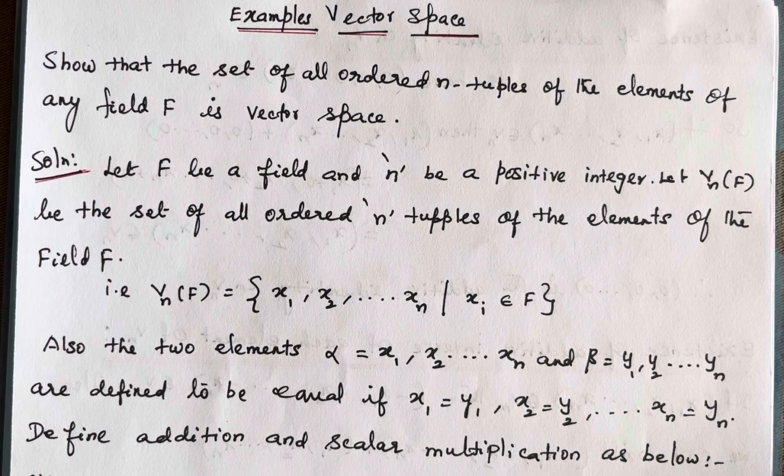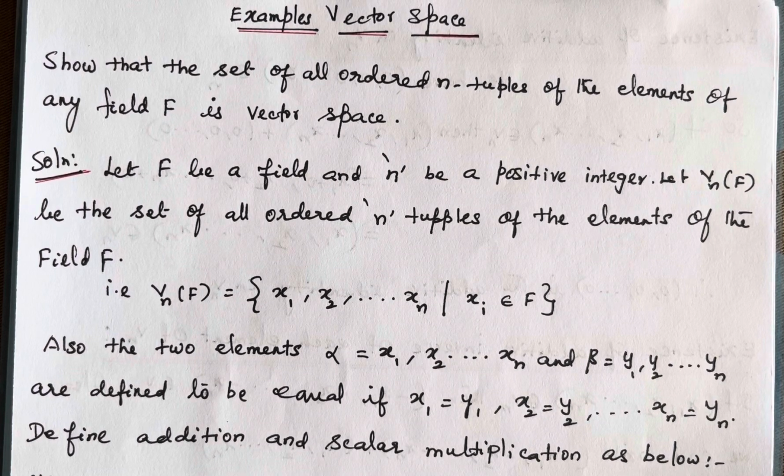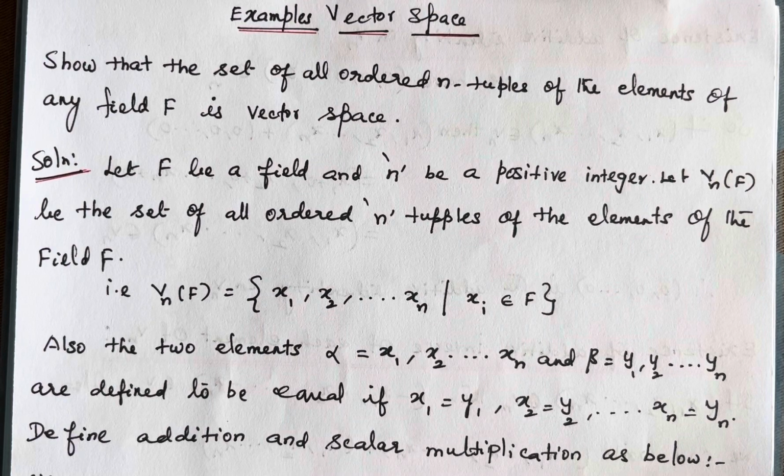Show that the set of all ordered n tuples of the elements of any field F is a vector space. So what we need to prove is that the set of all ordered n tuples of the elements of any field F, where F has scalars, is a vector space. So here the solution goes as such. Let F be a field and n be a positive integer.